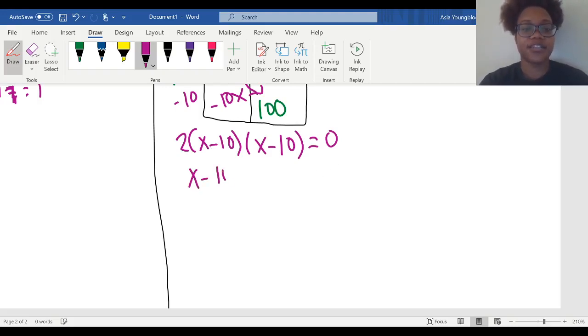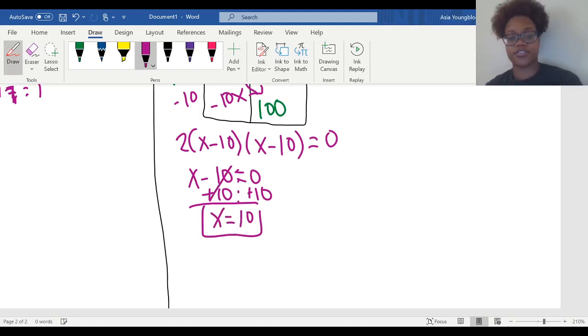So x minus 10 equals 0. The other factor is exactly the same, so there is no need to write it. So we're going to add 10 to both sides. So x equals 10 is our final answer.